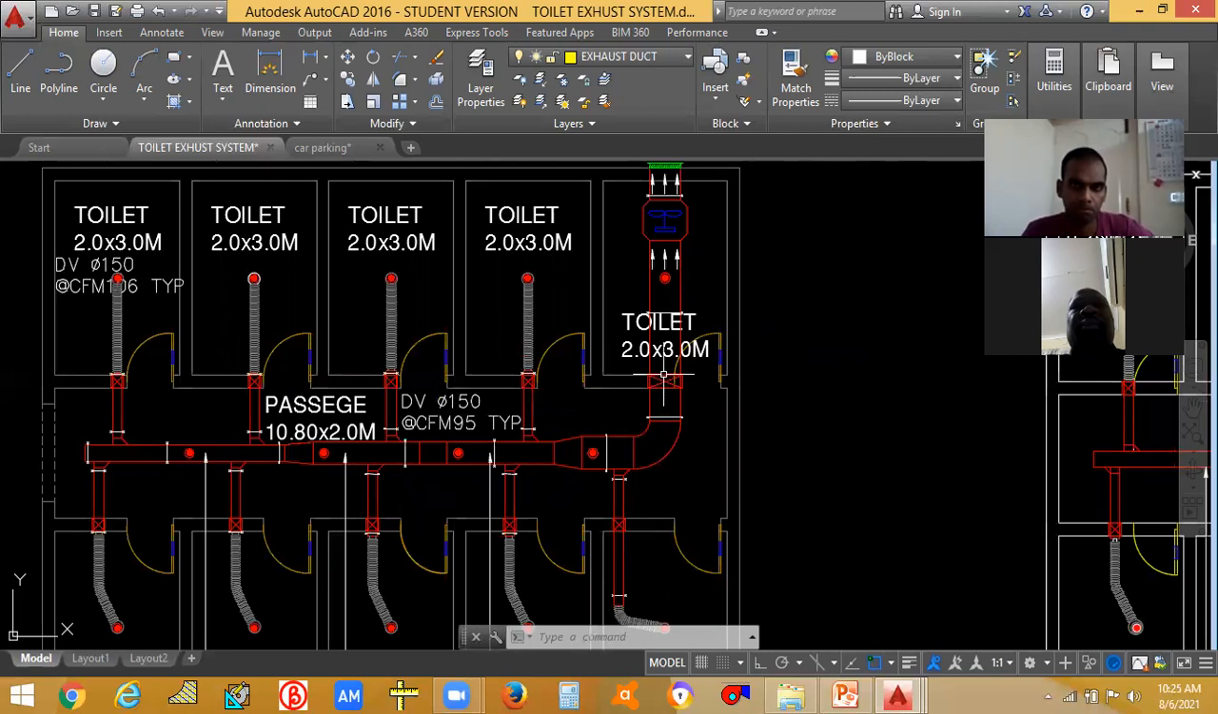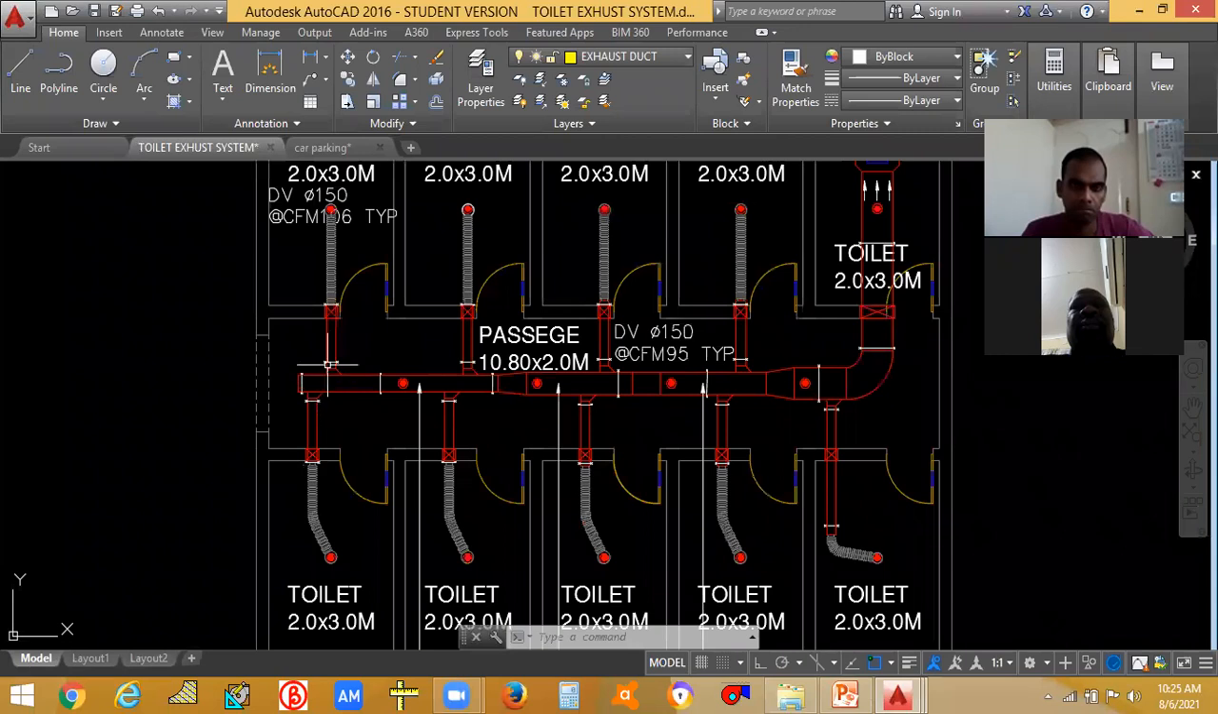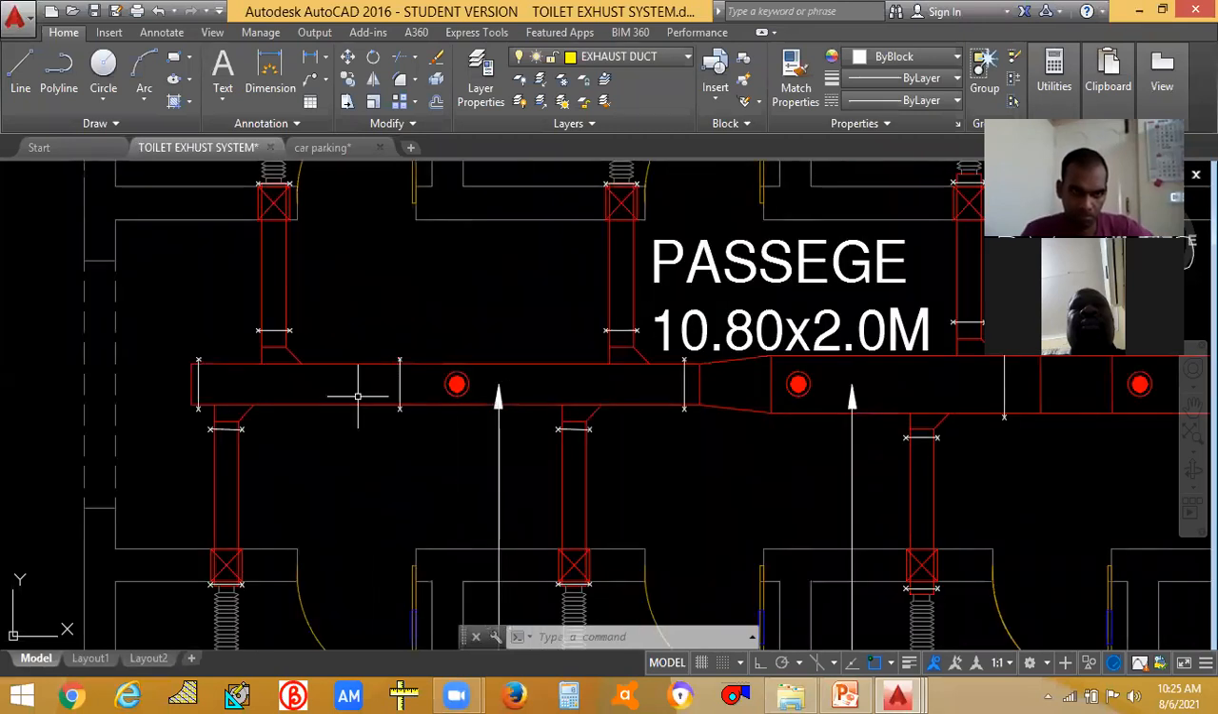Okay. And coming to this end, what happens? We need only this much CFM, or we have only this much CFM. That's why the duct size is very small. I think you have understood this. I think there is not much explanation needed. If someone has any doubt, you can ask me.